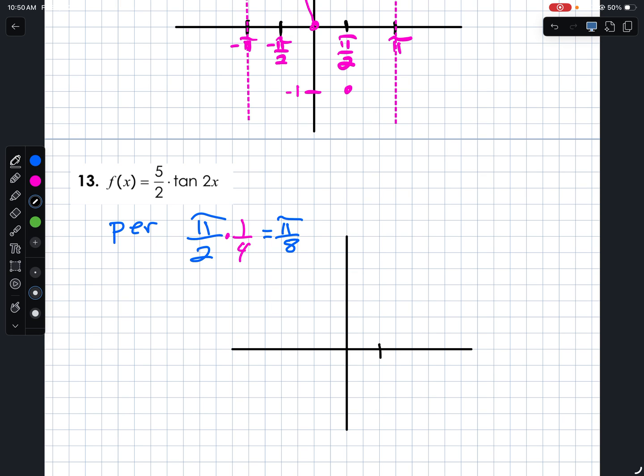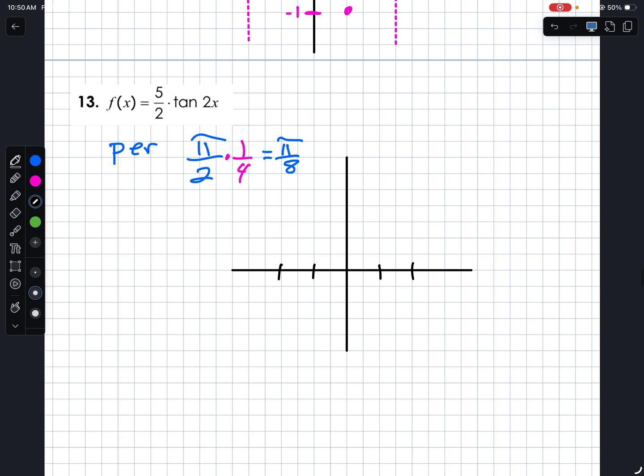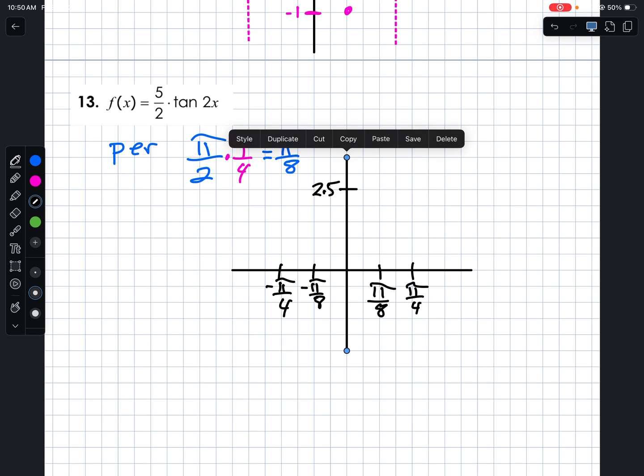If you need more graph paper, you can always grab more graph paper. I don't care if you do fraction or decimal, doesn't matter. You're both correct.